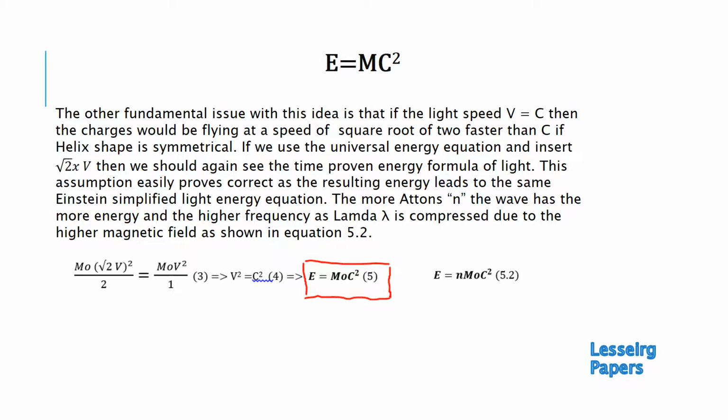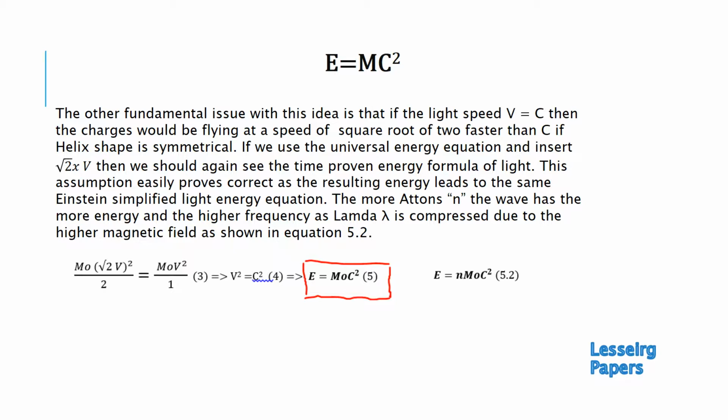So today I wanted to go one step further and also deal with E equals mc squared. The fundamental issue here is, as you can see, as the atoms are flying in this helix, they have on the y-axis, of course, the speed of light, c. But on the x-axis, if and when this helix is symmetrical, they also have c. So fundamentally, the atoms are flying at √2 times c.